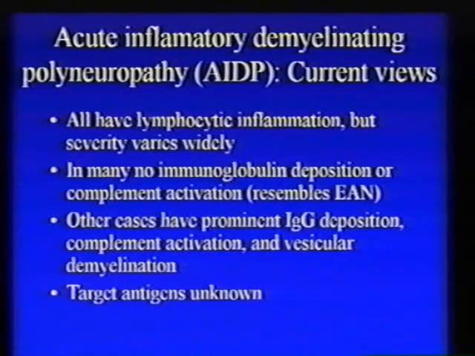So that these cases resemble experimental allergic neuritis in the absence of antibody, the absence of complement, at least as looked at pathologically in the tissues. Other cases have very prominent immunoglobulin antibody deposition on the nerve fibers, have evidence of complement activation, and in these cases a peculiar form of demyelination called vesicular demyelination, and I'll show you that in a moment. In AIDP, the target of the immune attack is unknown. I think that's fair in virtually all cases.